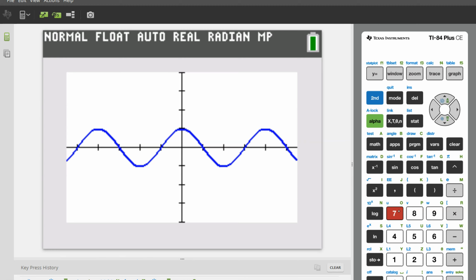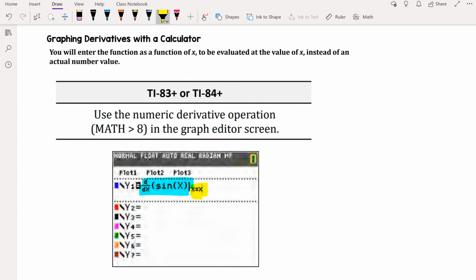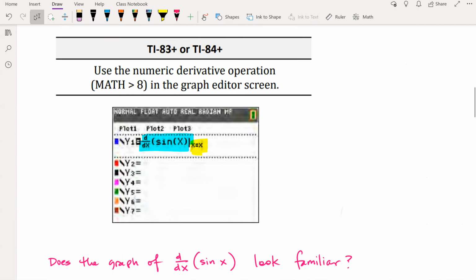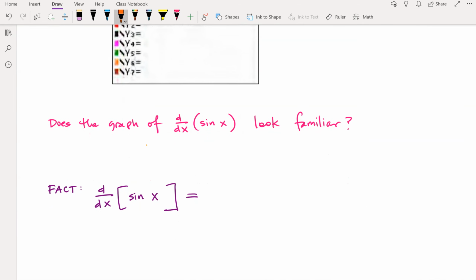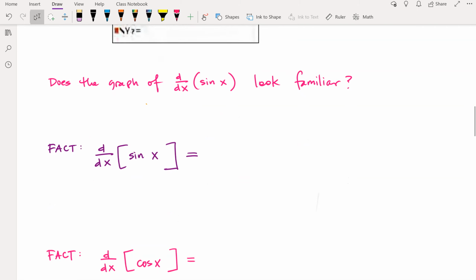All right, this graph should look familiar. This is the graph of cosine. It starts up at 1, right? And then it looks almost identical to sine. It starts up at 1 and it is a wave. So the graph of the derivative of sine should look familiar, because here we go.